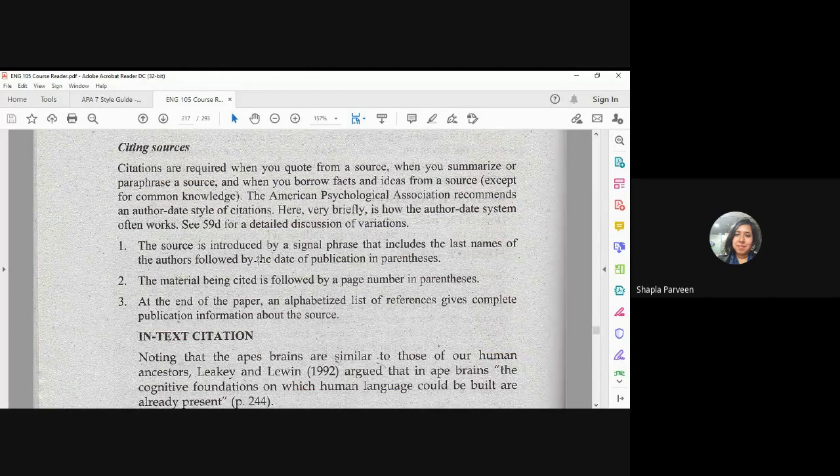Okay, so the American Psychological Association recommends author-date style citations. Here, very briefly, is how the author-date system often works. Author-date means when we talk about the author's name, according to the APA rules, we're always referring to the last name of the authors, not the first name, but the last name. It could be a single author, it can be two authors, it could be more than two authors. Every single rule is important.